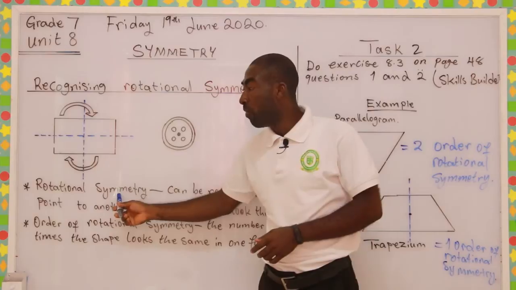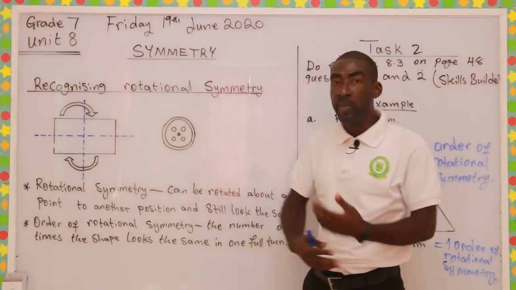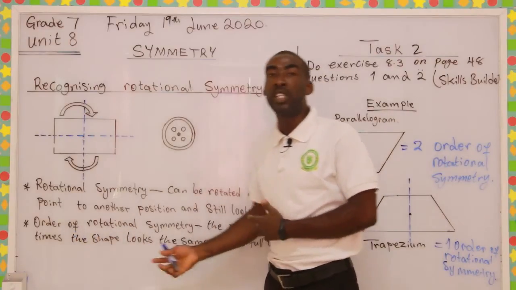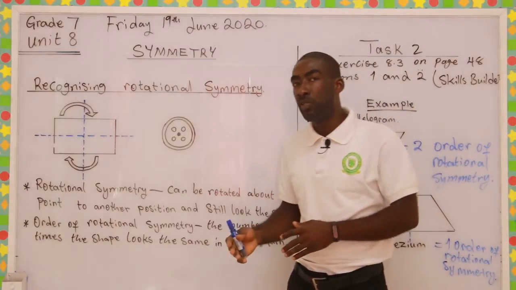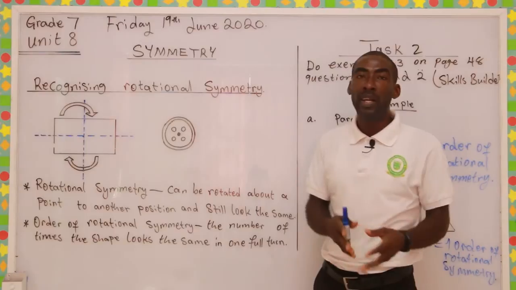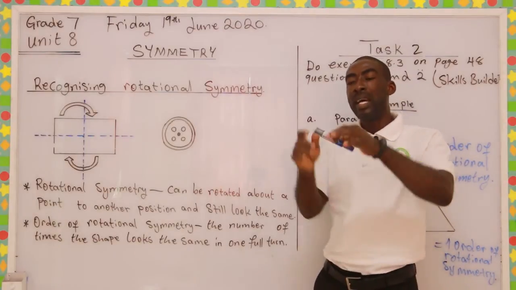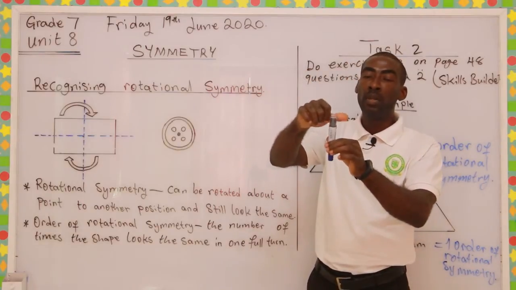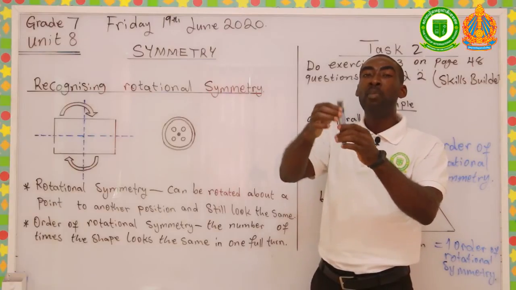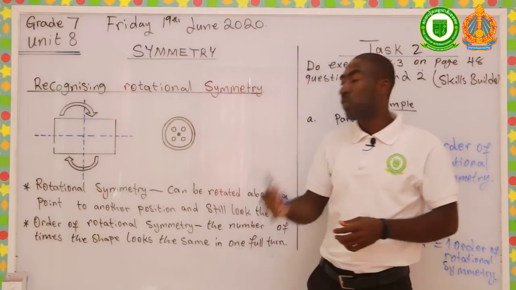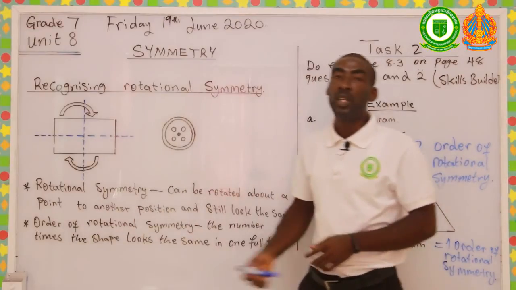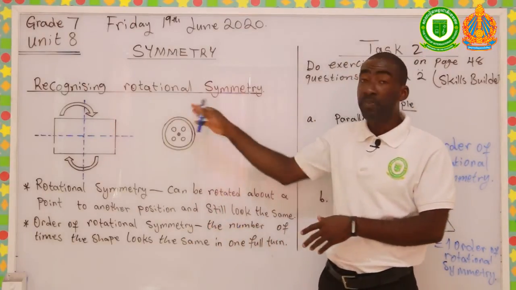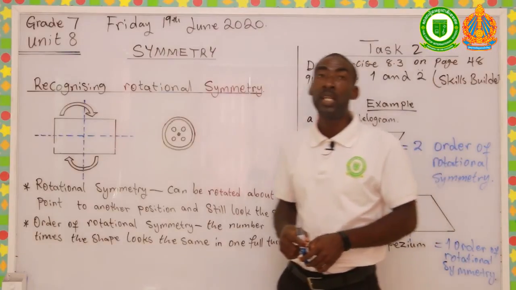Okay, so this is the movement. The rotation is the movement, and the number of times that you move it is what we call order of rotational symmetry. So you have to know the difference between rotational symmetry and order of rotational symmetry. Okay, as I am moving this object, it means that I am doing a rotational symmetry. But the number of times that I move this to have a complete turn is what we call the order of rotational symmetry. This is something that I want you to understand with this particular topic of recognizing rotational symmetry.